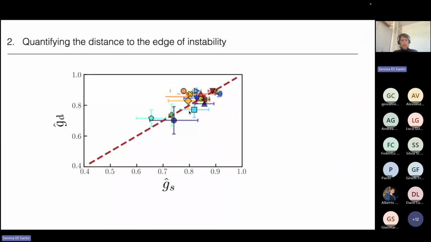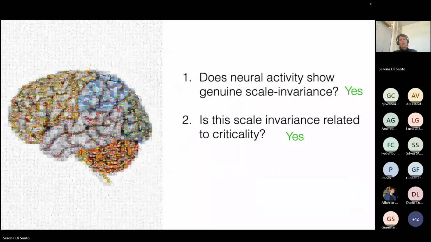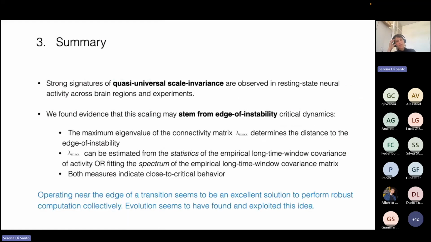So that was for one region, but one can compare this measure of g hat S versus g hat D, which are the two different estimates of this distance to the edge of instability. The two are in good agreement with each other and indicate that every region is, to a larger or lesser extent, close to the edge of instability according to both measures. So basically, is this scale invariance related to criticality? We can answer this question, and the hint here is yes, at least within the limits of this model.